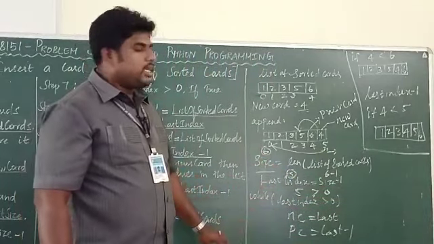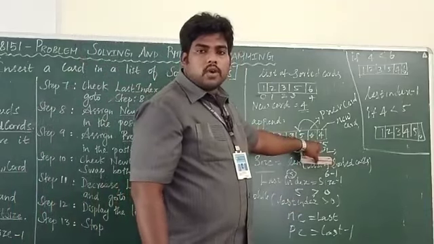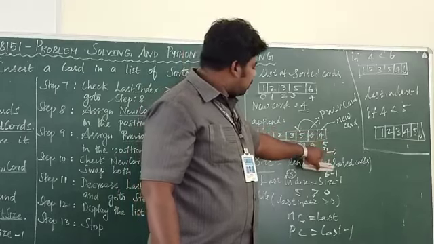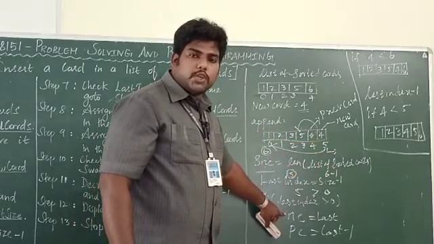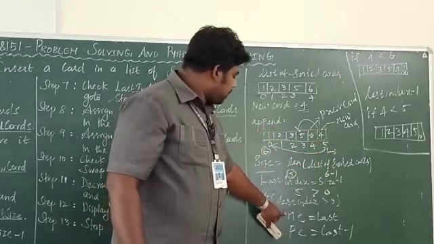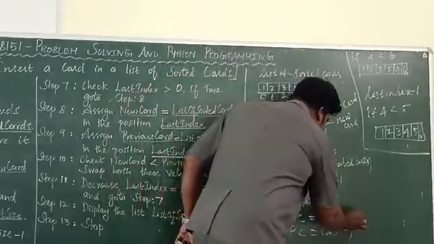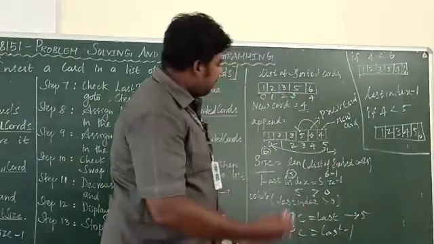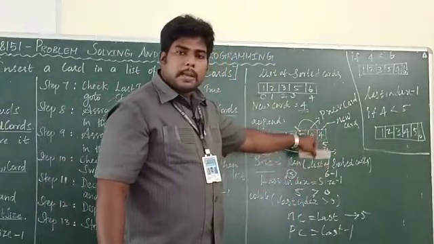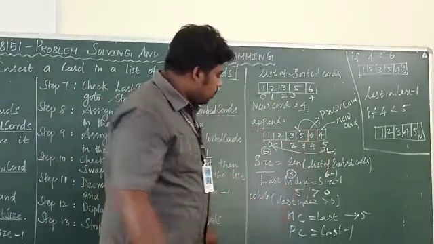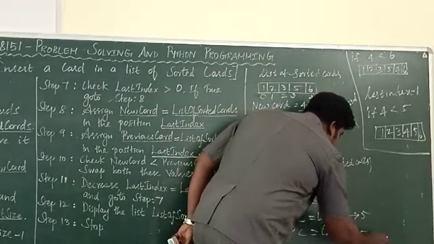If condition is true means I am assigning where the new card is located. What's the location of the new card? The fifth location, this 5, right? NC is nothing but new card. New card is present in the location of last index. That is 5. Then previous card, next to the last card. This position. 60 is the previous card, right? So PC equal to 5 minus 1. That is 4.